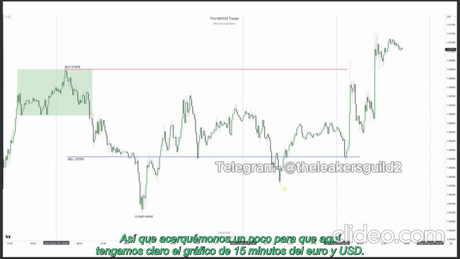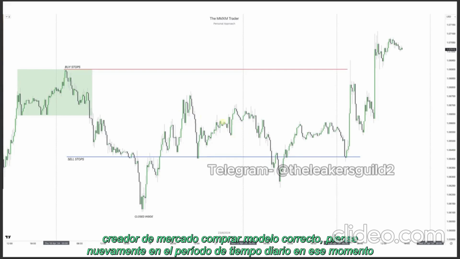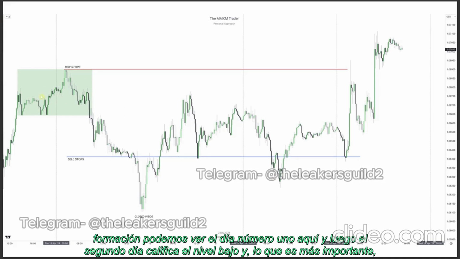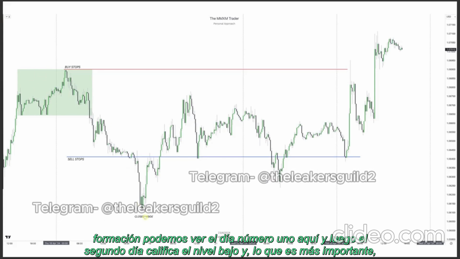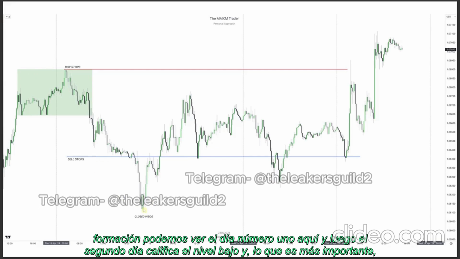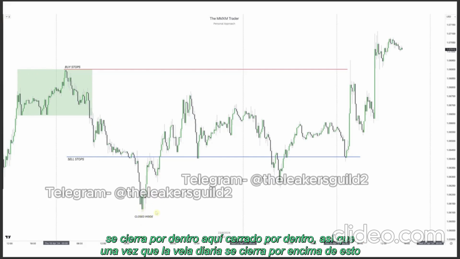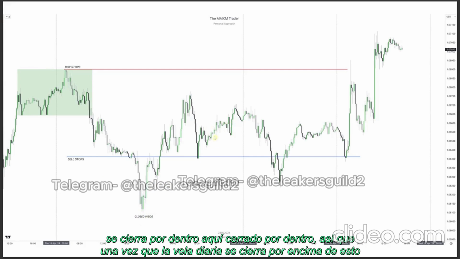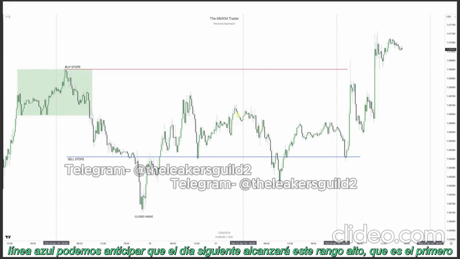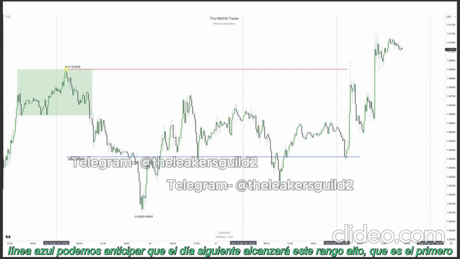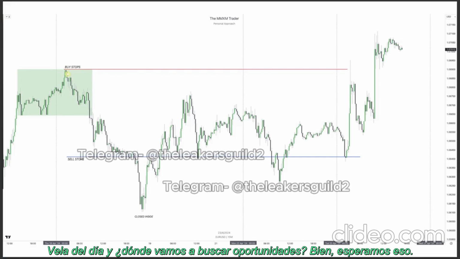So over here we've got the EUR/USD 15-minute chart, a clear market maker buy model, right? Think about the daily time frame again, that swing formation. We can see day number 1 over here, then the second day raids the low, and importantly it closes inside, right? Over here it closed inside. So once the daily candle closes above this blue line, we can anticipate the next day to go for this range high, which is that first day's candle.